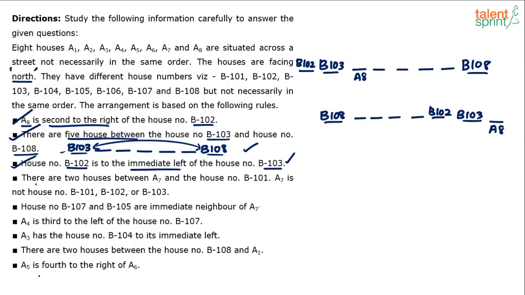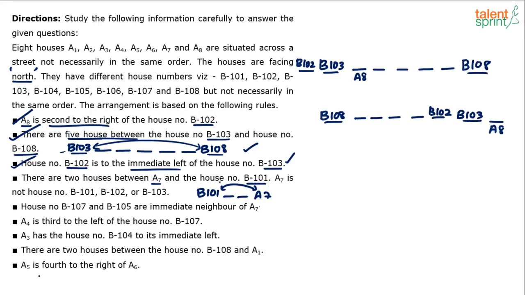Now the clue number 4 here is, or rule number 4 here is, there are 2 houses between A7 and 101. So if it is 101 here, there will be 2 houses between A7 and 101. Again remember, these 2 can be swapped. It can be 101 dash dash A7 or A7 dash dash 101.